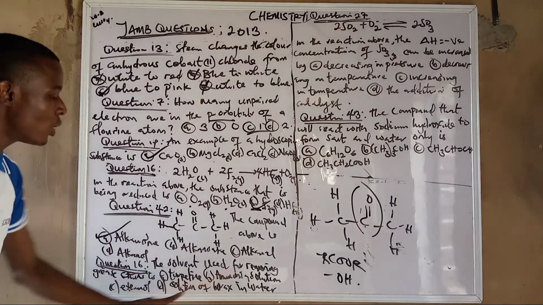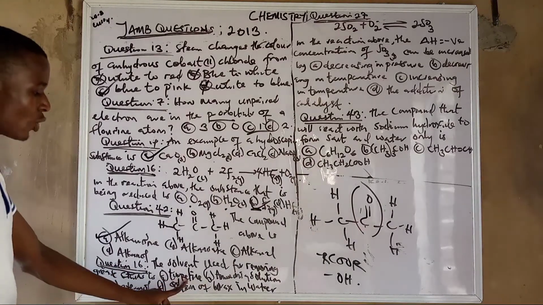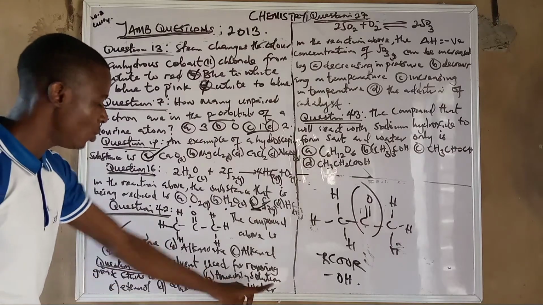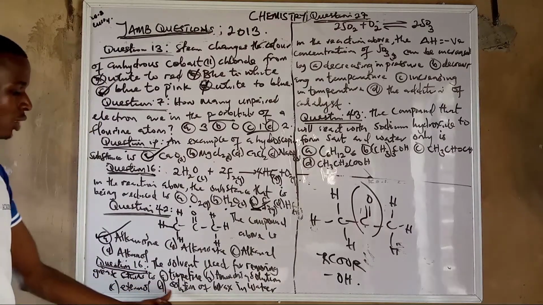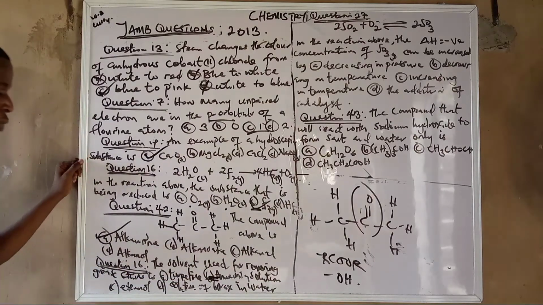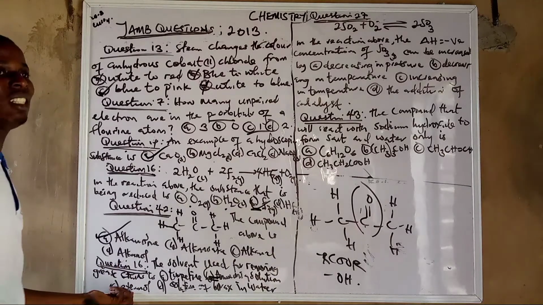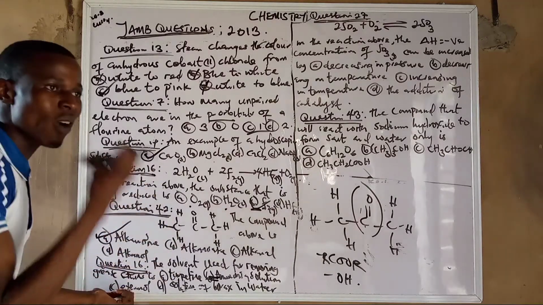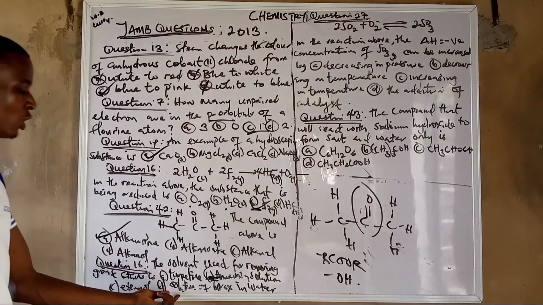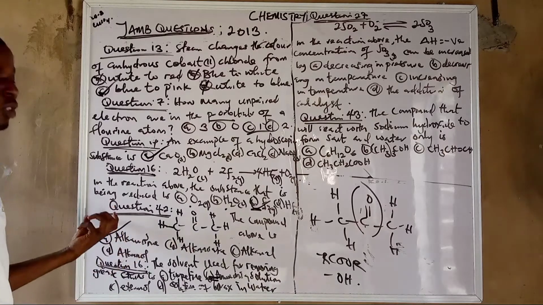So let's move on to question 16 under 2013. The solvent used for removing grease stain is A. turpentine, B. ammonia solution, C. ethanol, D. solution of borax in water. The correct option is ammonia solution. Turpentine is used to remove oil, and ethanol is an organic solvent used to remove organic stain. Solution of borax in water is also used in removing non-organic substance, but the correct option here is ammonia solution.